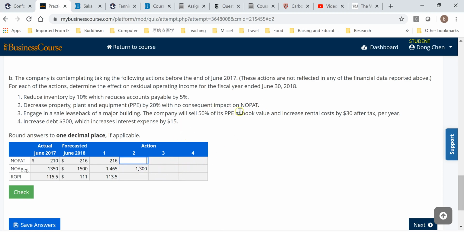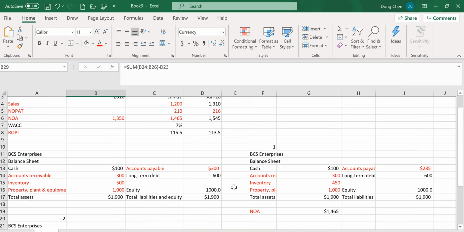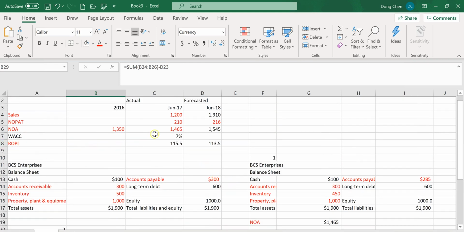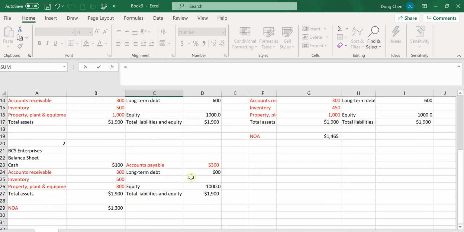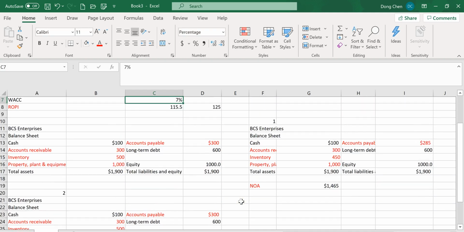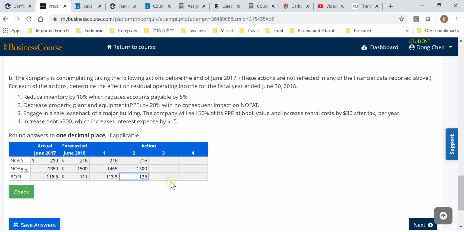And also there's no impact on NOPAT, so I just put the same level here. Again, to get the new level of the ROPI, I can just change the NOA for 2017 number to be equal to the new level here. And then this ROPI will automatically be calculated to this new level, and then I just copy the number back. So that is action 2.